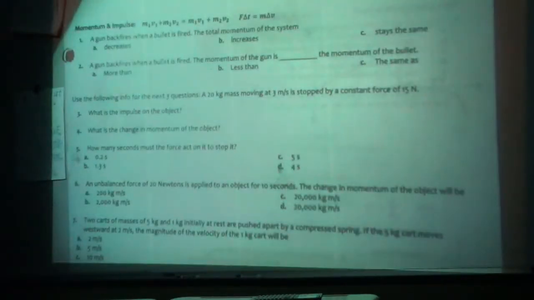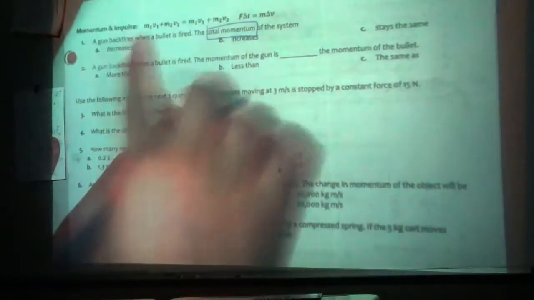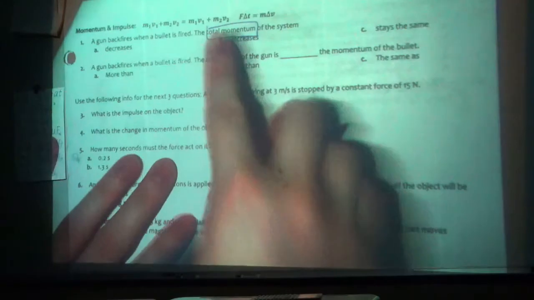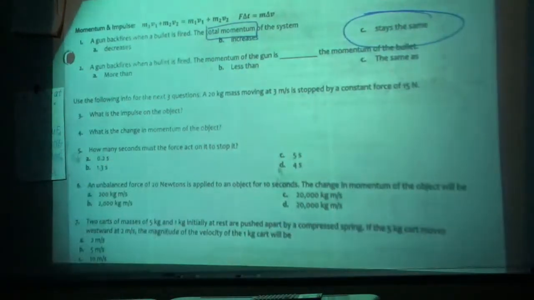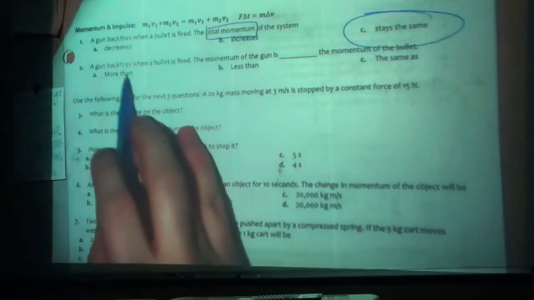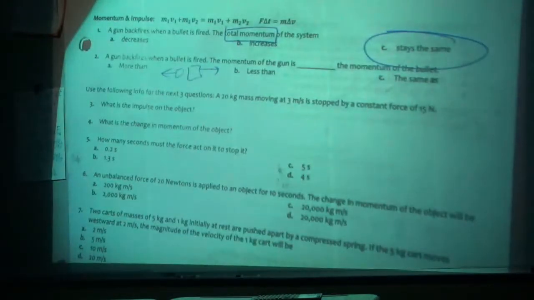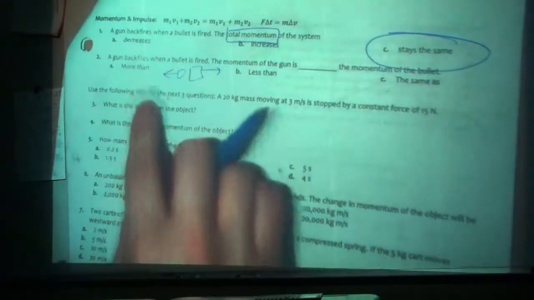Momentum. So a gun backfires when a bullet is fired. The total momentum, so it doesn't matter what the system or what the situation is, your total momentum has to be conserved so it stays the same. Again, talking about a gun backfiring when the bullet is fired. I guess the bullet goes this way and this is the gun backfiring. The momentum of the gun, we're seeing how that compares to the momentum of the bullet.